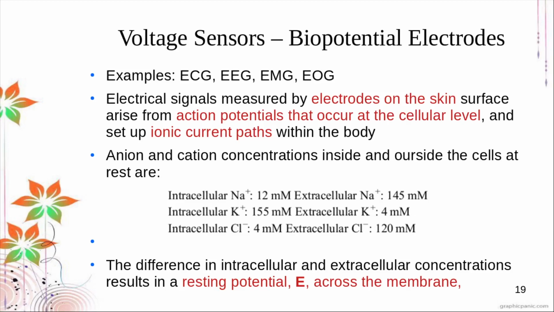Actually, it's on the tip of my tongue. I forgot the EOG. Anyway, these electrical signals measured by electrodes on the skin surface arise from action potentials that occur at the cellular level, and they set up ionic current paths within the body. So as voltage sensors, they basically measure the voltage potentials.